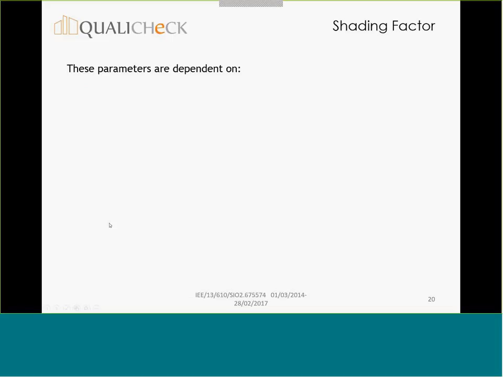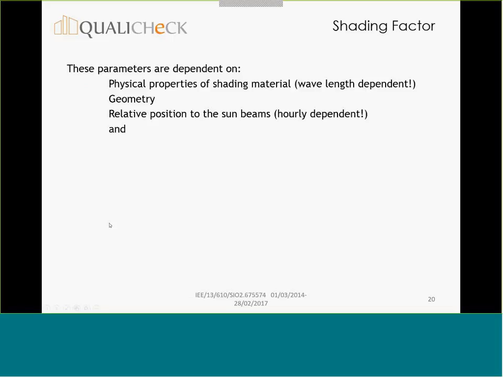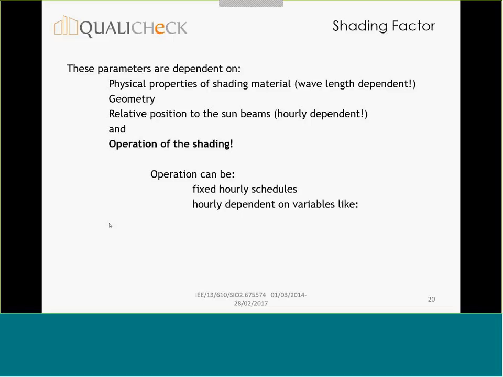The parameters are complex, and are based on the physical properties of the shading material, which are wavelength dependent. Of course, the geometry and the relative position of the sun beams to the shade, which is hourly dependent, and also the operation of the shading, which can be fixed or scheduled, hourly dependent, and this dependency can be on solar radiation, temperature indoors, or the level of lighting, or whatever else.